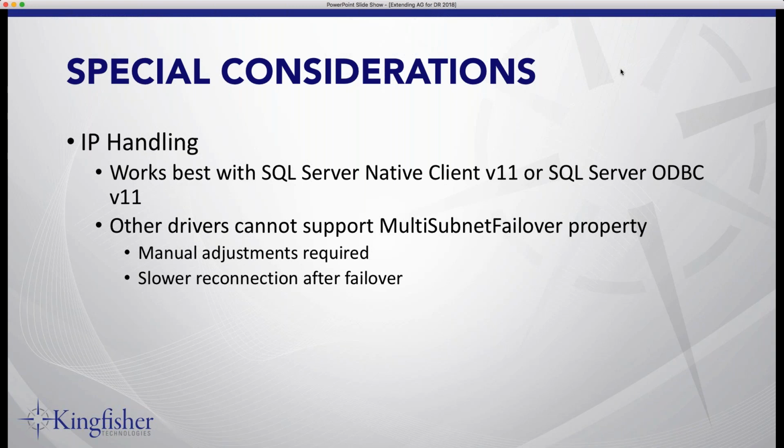If you don't have the multi-subnet failover property available, so you're using an older driver, or for whatever reason, a vendor of a third-party application won't certify that it will work with an availability group and won't allow you to use it, then you just need to accept that there's going to be some adjustments that need to be made. It's not that you can't use it, but it will take longer to fail over, and it'll have to actually make some more adjustments to the DNS than it does otherwise.